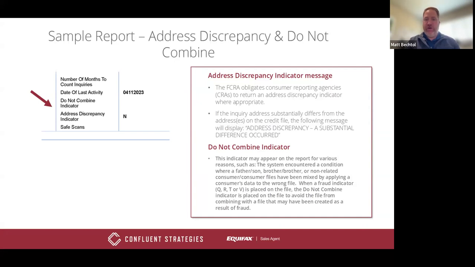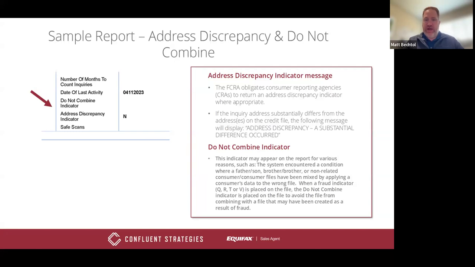if you were given an address that does not match an address that Equifax has on the credit report as the current address. And you will see a yes in that field. There is a do not combine indicator, which is less common to see, but possible and something to look for.